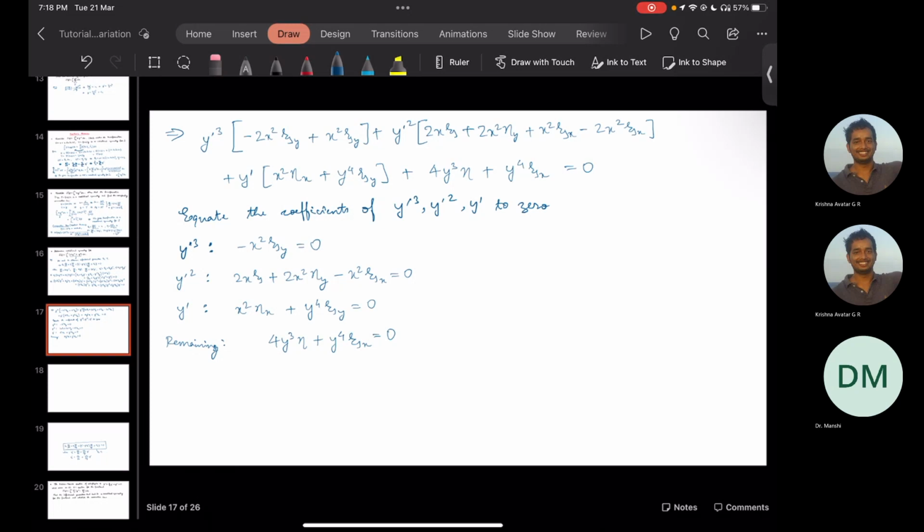Now let's start solving this set of equations for xi and eta. So our goal was to obtain the expressions for xi and eta.